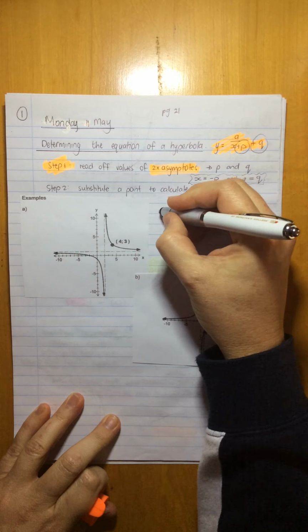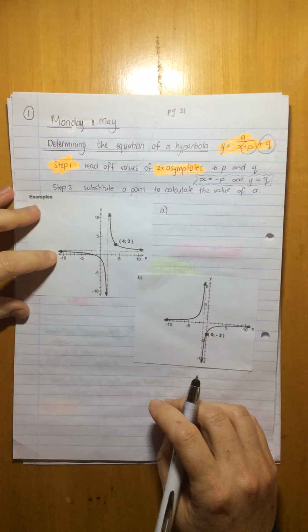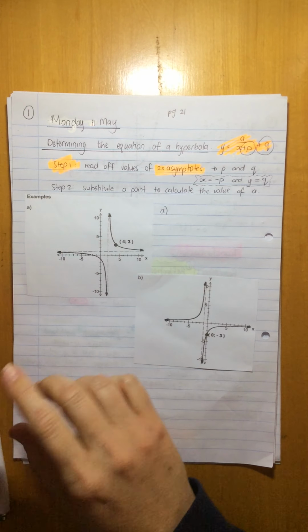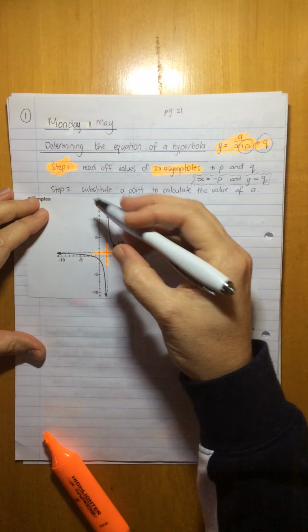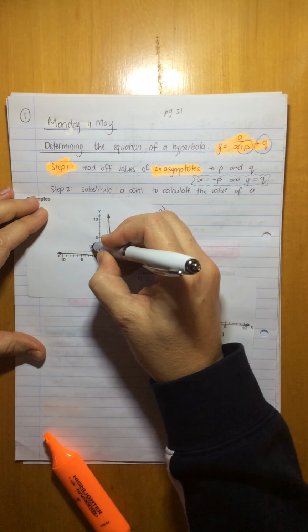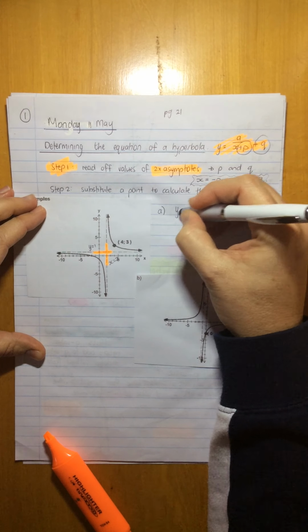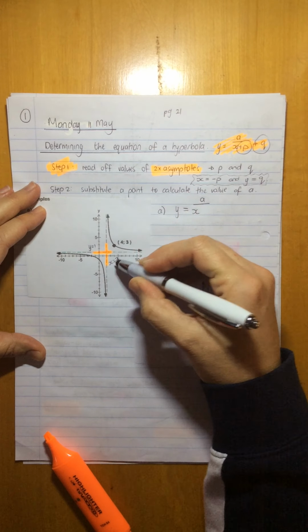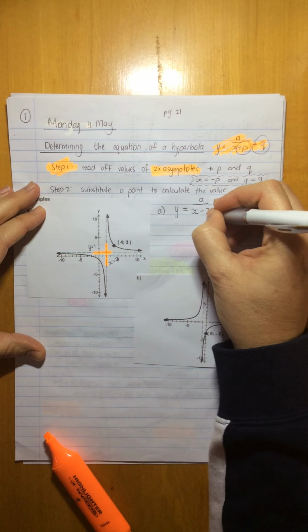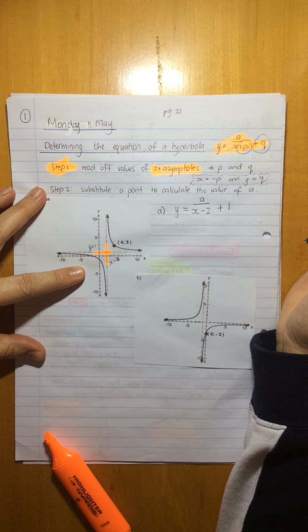After that, the only variable left to find is a, and then to find a, I will just substitute a point. So if I look at the first example on page 21 in your notes, I can see that I have two asymptotes given to me, and the one is at y equals 1 and the one is at x equals 2. So when I do write my equation, instead of writing plus 2, I'm going to write minus 2, and I'm going to have my q value of 1.